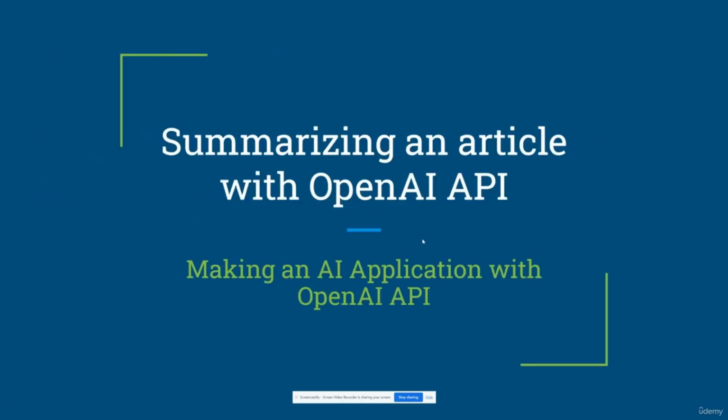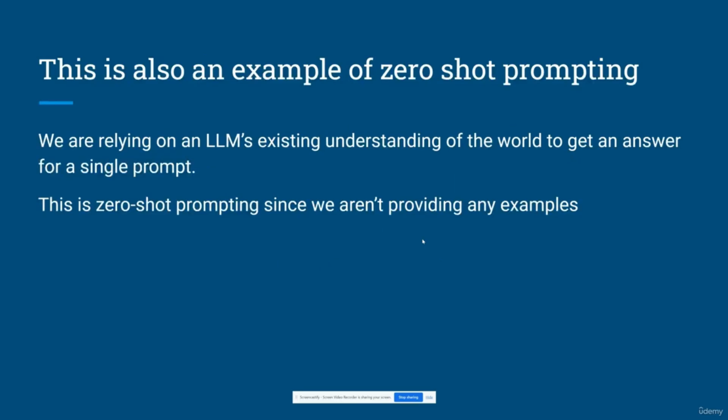Very similarly to the previous section, now we're going to go over summarizing an article with OpenAI API. This is another example of zero-shot prompting, where, as we previously learned, we are relying on the LLM's existing understanding of the world to get an answer for a single prompt. And it's zero-shot prompting because we don't provide any examples. We're just relying on what the LLM already knows.